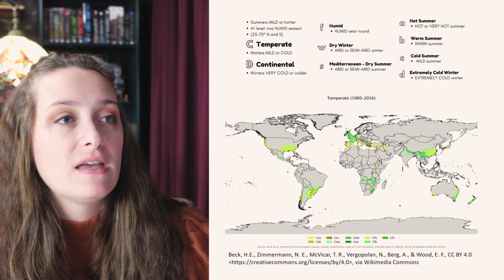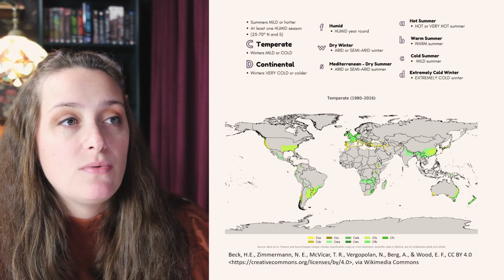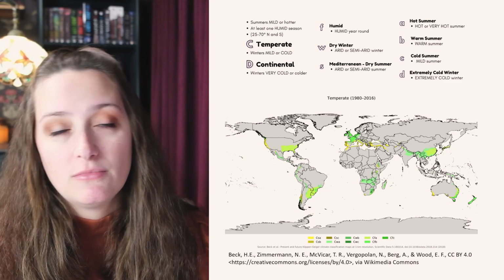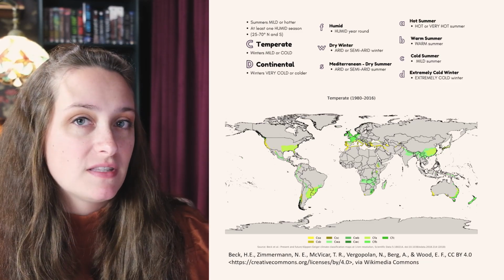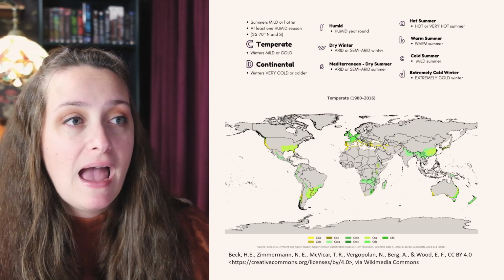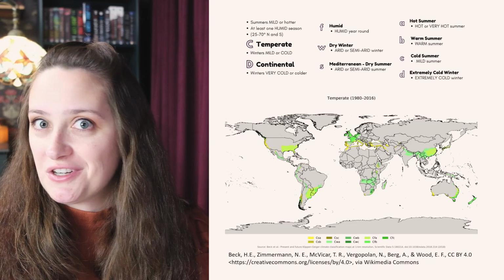So then if you get to the next column, which is based off the temperature, you have A, hot summer, which is hot or very hot. B, warm summer, warm. C, cold summer, which for us is mild summer. And D, extremely cold winter, right?